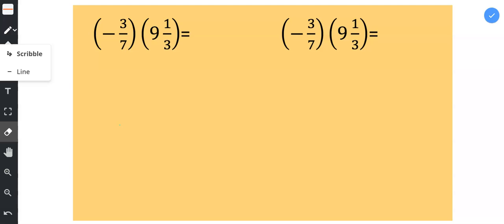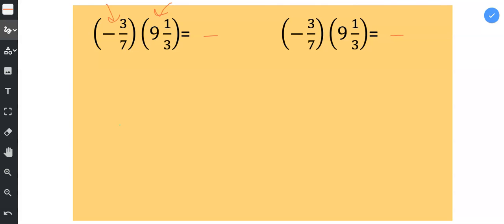In this example, we're multiplying a fraction by a mixed number. The first thing I'm going to do is decide whether the answer is going to be negative or positive. So I look and I'm multiplying a negative number by a positive number. Unlike signs give you a negative answer. So the answer is going to be negative.